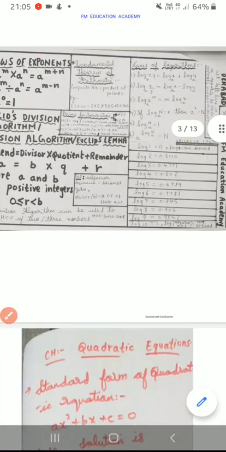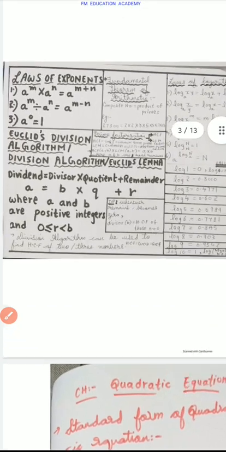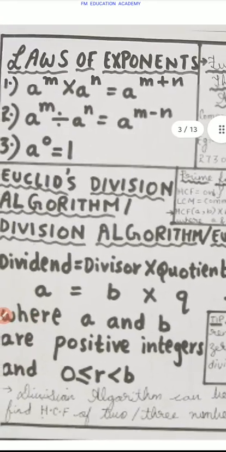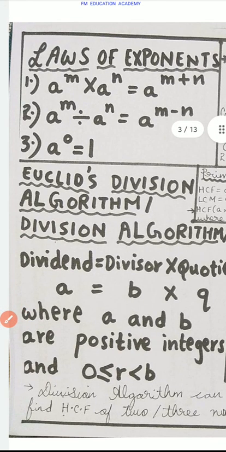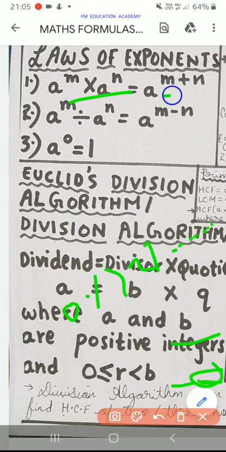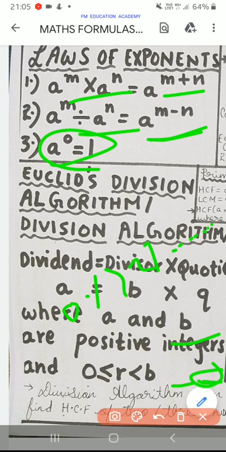Okay. Then we have laws of exponents. This concept can be used in any sum. What is the concept? a power m into a power n is a power m plus n. a power m divided by a power n is a power m minus n. And the value of a power 0 is 1.